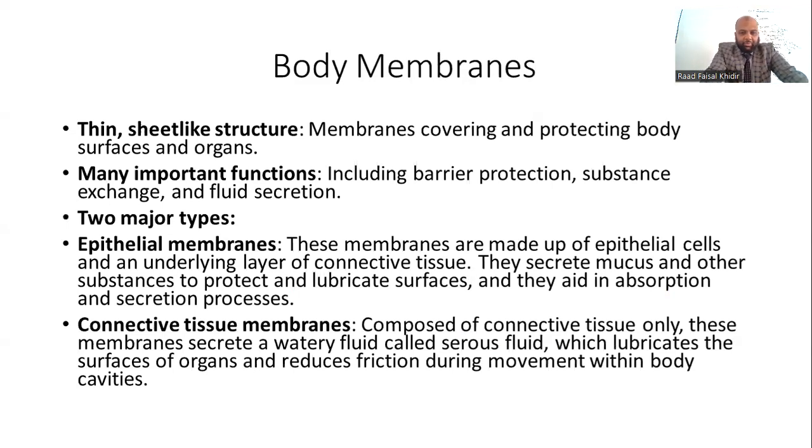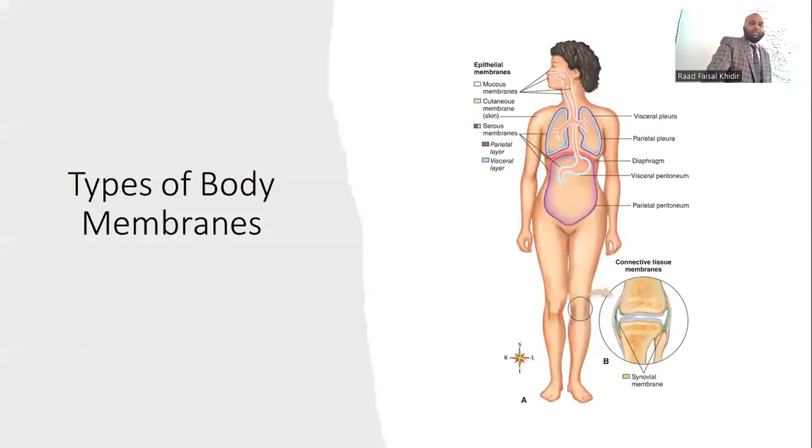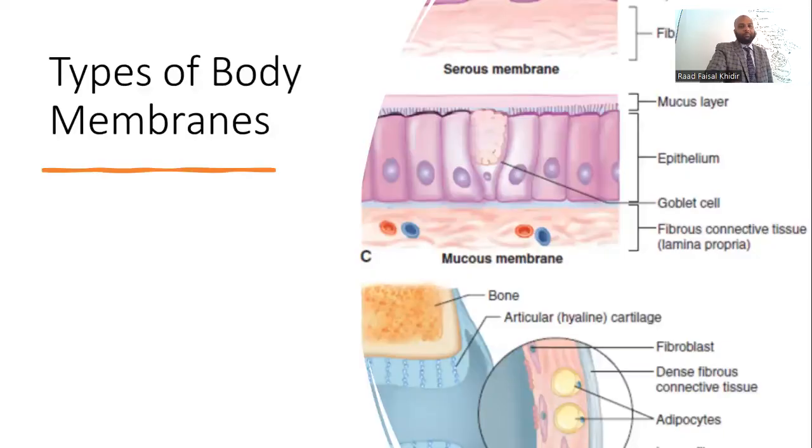These membranes secrete a watery fluid called serous fluid, which lubricates the surfaces of organs and reduces friction during movement within the body cavities. These are the types of body membranes. See, that's the mucus layer, that's the epithelium, and these are the goblet cells.